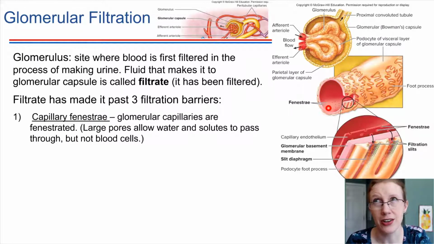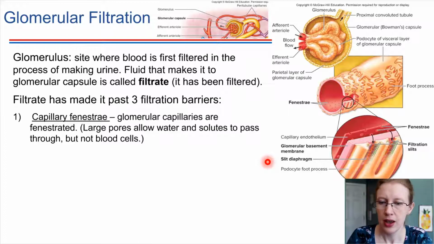Glomerular capillaries are fenestrated. It just means they have large pores, and that allows water to pass through pretty easily, and things that are dissolved in the water can pass through. What can't pass through are large objects like blood cells. So red blood cells, white blood cells, we don't want those to get flushed out with the urine. We want to hold them back. Those are important components of blood. So those get held back. They do not pass through the pores.